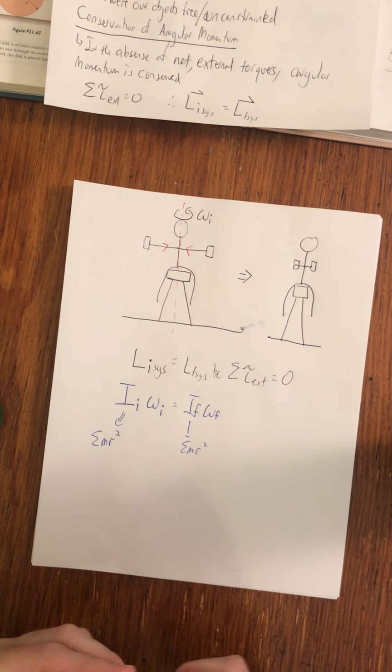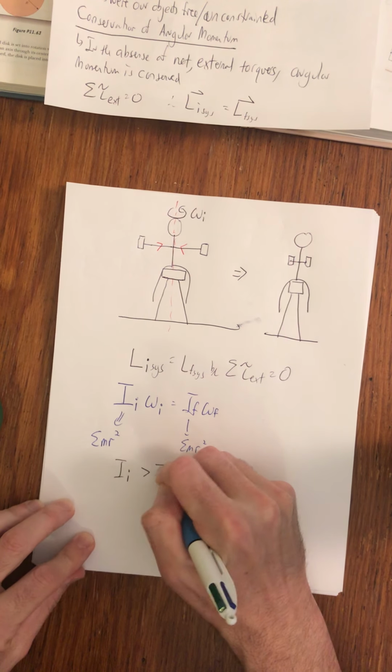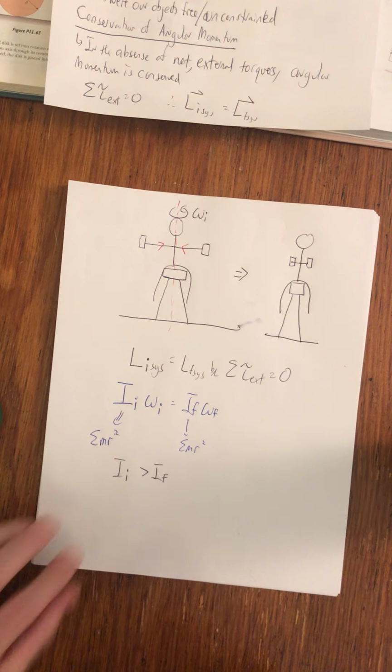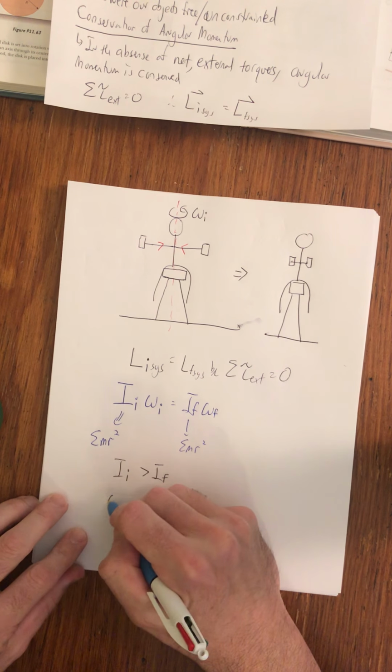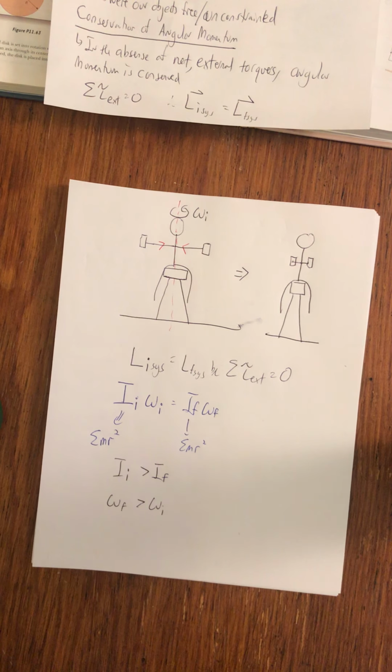So I think it's pretty obvious here then that I initial is bigger than I final, right? Because I pulled my arms in. Therefore, omega final is greater than omega initial. And that's why you spin faster when you pull your hands in, and you would spin slower when you put your arms out. And so anytime you have an object that's rotating that changes shape, based on how that shape changes, so does the rate of rotation.